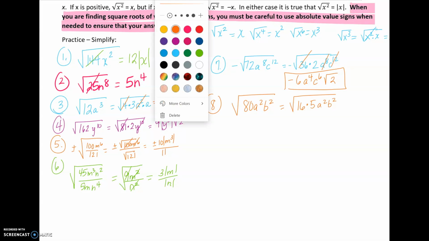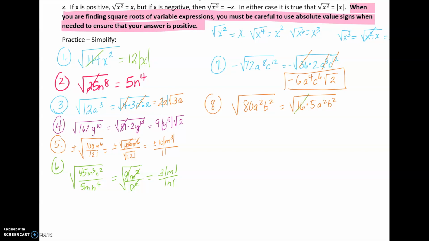I'm ready to take the square root of 16, that's 4. 5 is not a perfect square factor. A squared is a, b squared is b, and I'm left with times the square root of 5.